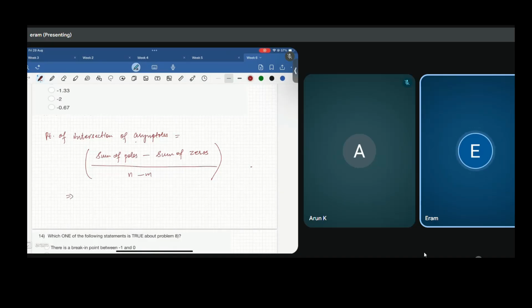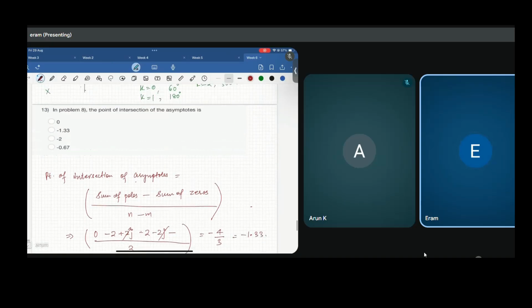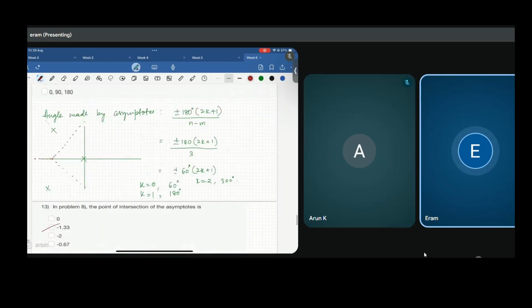In our case, the poles were 0 and then -2 plus 2j and then -2 minus 2j, and there were no zeros, so nothing to subtract, divided by 3. So this will give us minus 4 by 3, okay, which is minus 1.33. So this point will be (minus 1.33, 0).